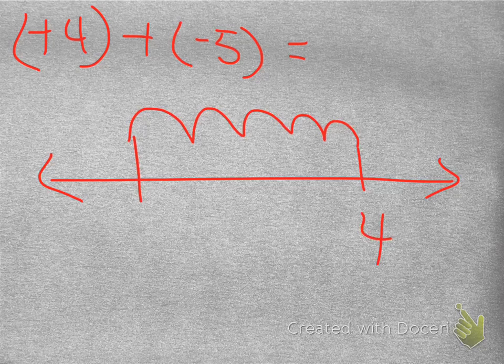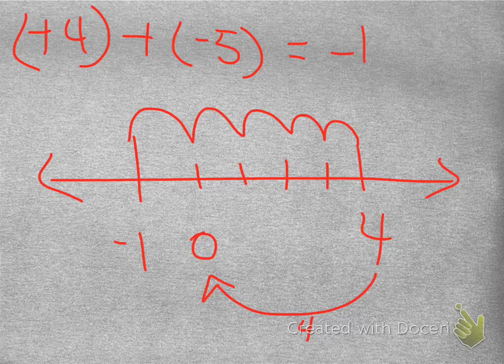Negative 9? So I'm here at 4, and I'm going to go back 5. It'd be here, negative 1. Very good, because when I went 4 back, I was at 0. 1 more makes 5. So this makes negative 1, okay? So we got to come up with a picture of the rule. What kind of a rule can we make when we're doing opposites?